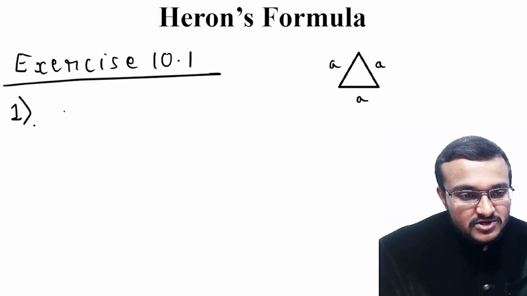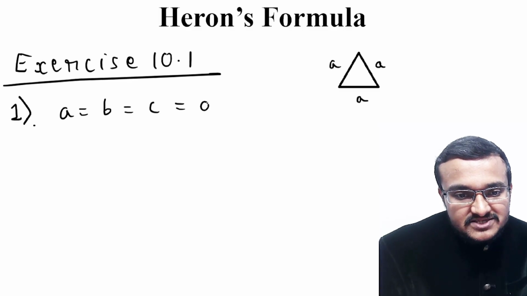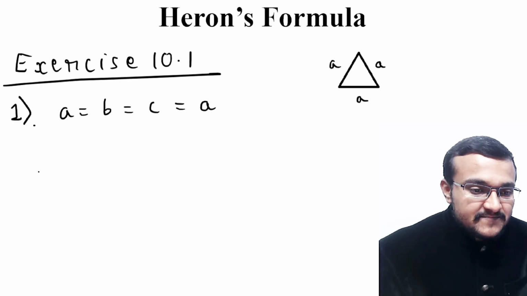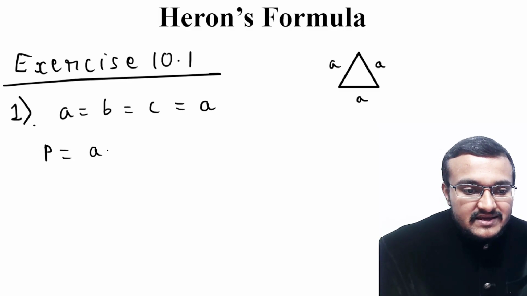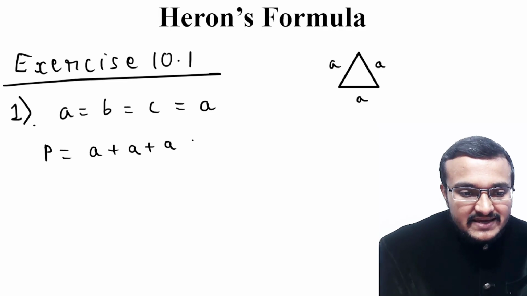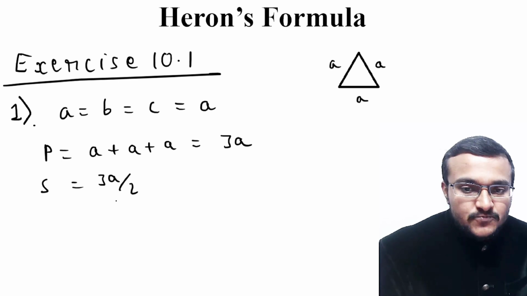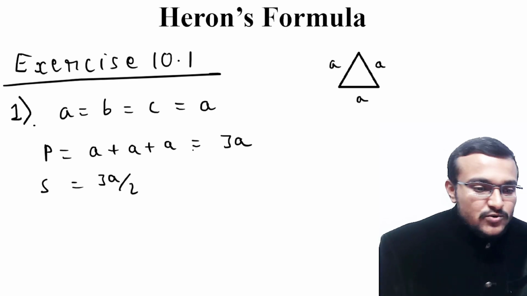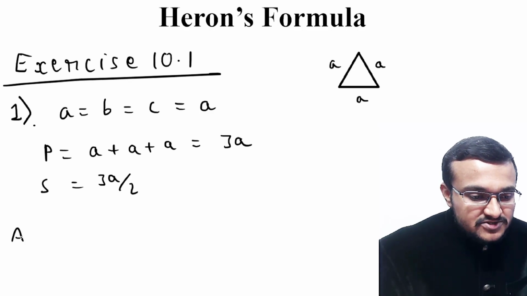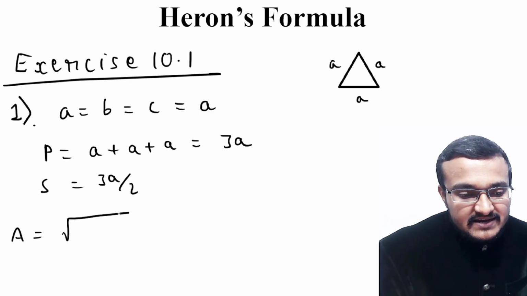So first we'll try to find out. Here a is equal to b is equal to c is equal to a only. So perimeter is a plus a plus a, which will be equal to 3a. So what is s? s will be 3a by 2. We don't know a, so directly you can put a as it is. Now we will use Heron's formula to find the area of this triangle.